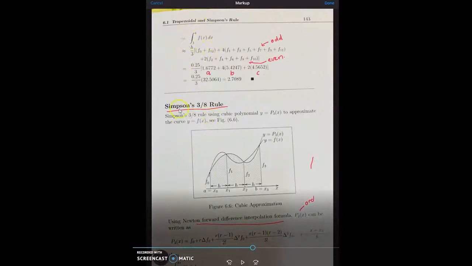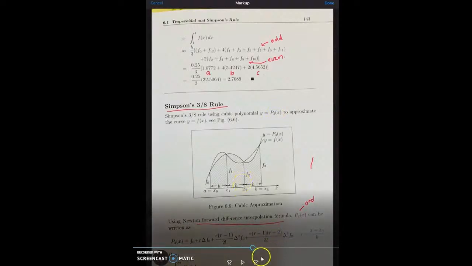Okay, before this, for Simpson's rule, the composite Simpson's rule is based on 2 columns. But here we want to divide into 3 columns. We call this Simpson's 3/8 rule. When we talk about order 3, we name this one a cubic polynomial P3(x).